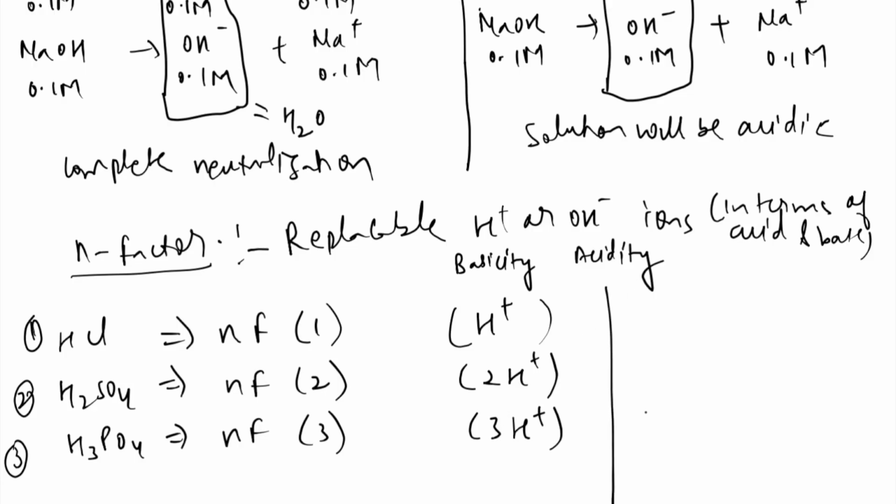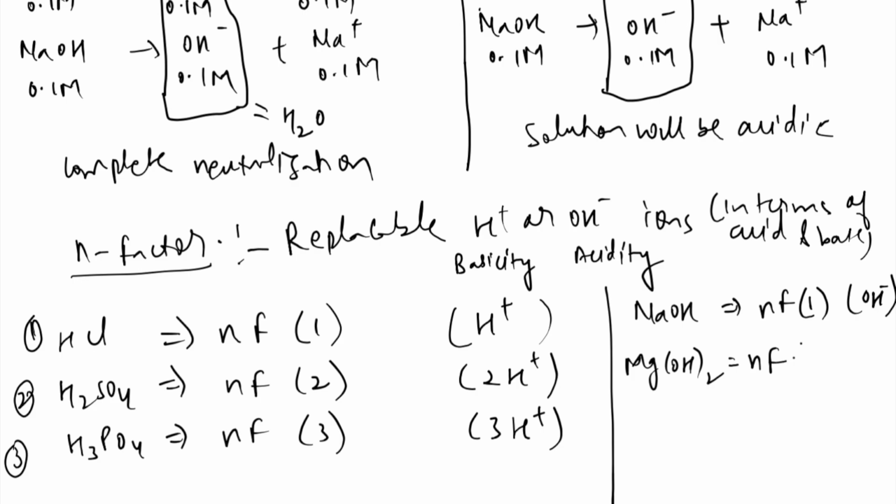Similarly, if I talk about the acidity of the base, in the case of NaOH, the N factor is 1. Why? Because I have only 1 OH negative ion. In the case of magnesium hydroxide, let's say, here the N factor will be 2. Why? Because I have 2 OH negative ions. Alright, so I hope this N factor concept is clear.